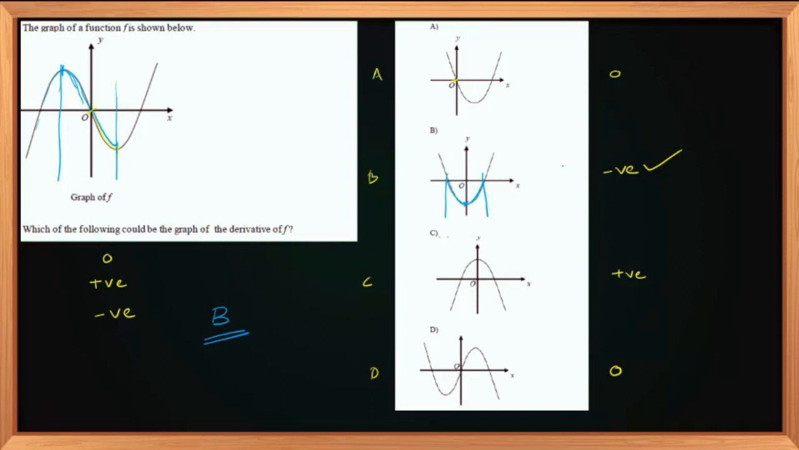All of you understood the answer? Option B is correct. Is this the correct answer for this one? Yes. Okay, shall I proceed?